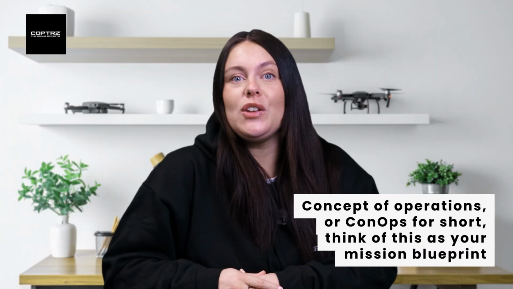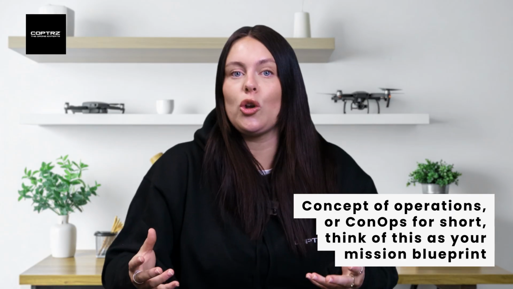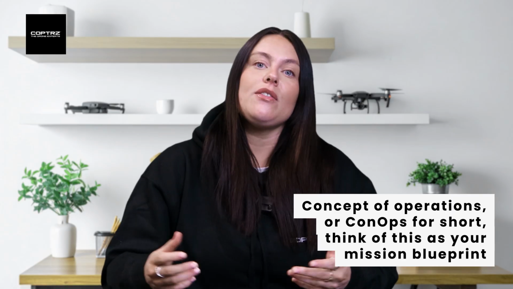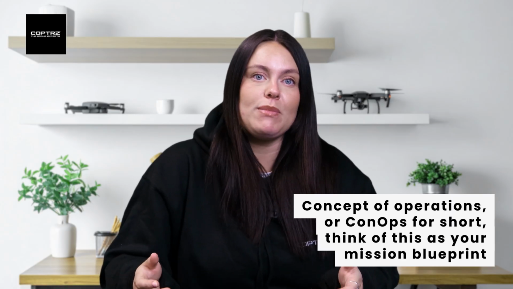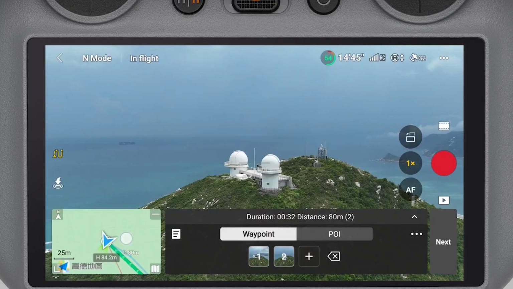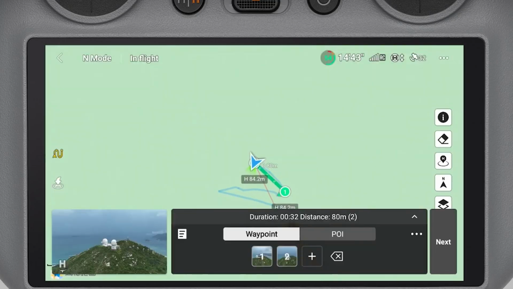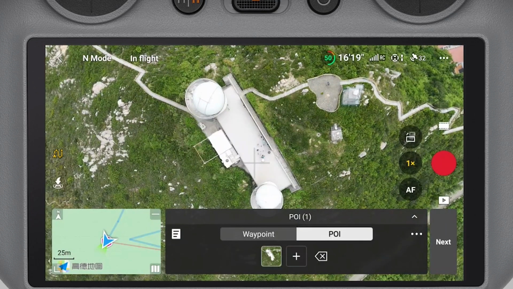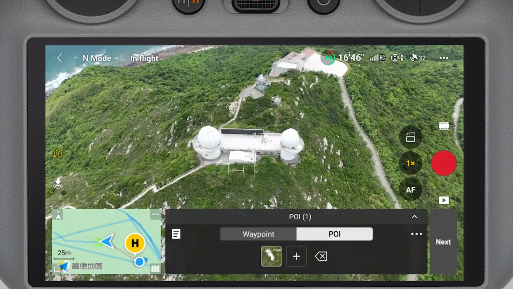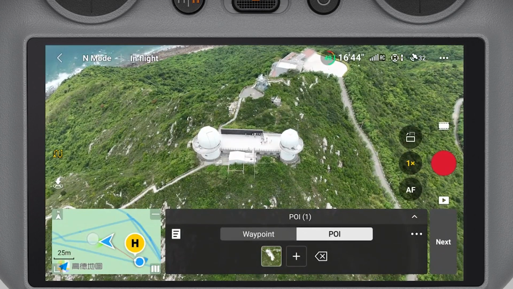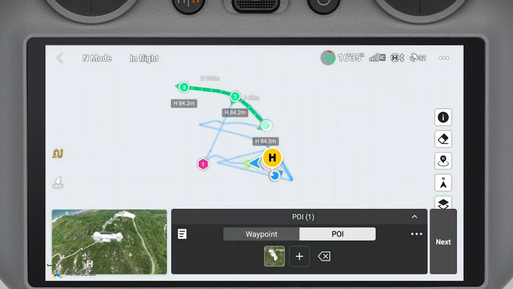So, first up, concept of operations, or ConOps for short. Think of this as your mission blueprint. It answers the big questions. What are you doing? Where are you doing it? And how will it all work in practice? It's not about overloading you with paperwork. This is about clarity, consistency, and control. The better your ConOps, the smoother your flights.